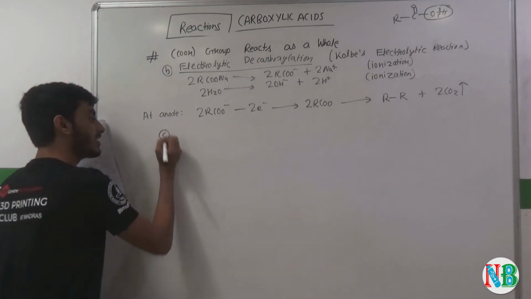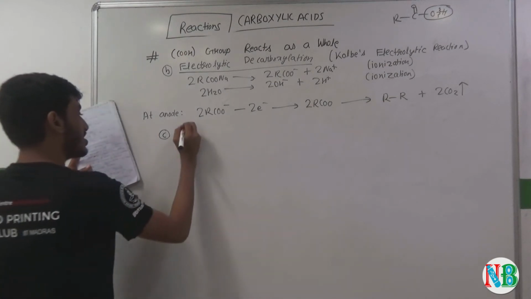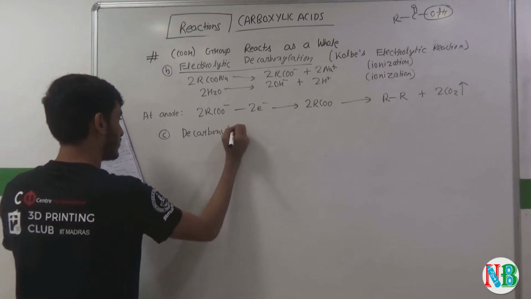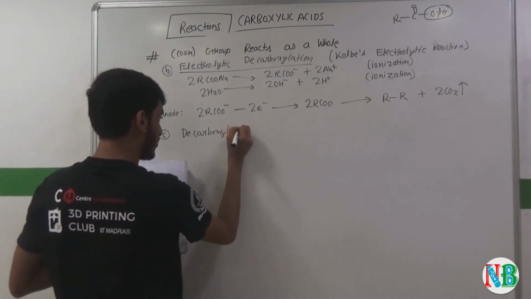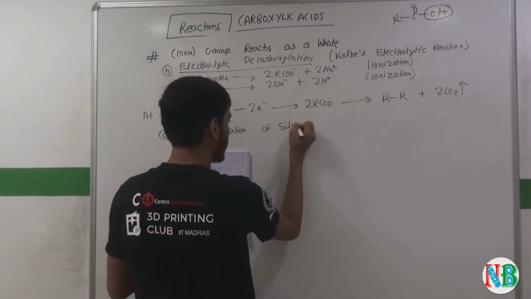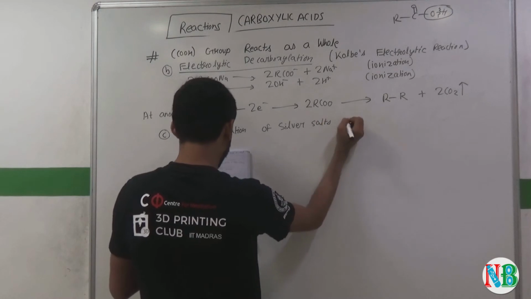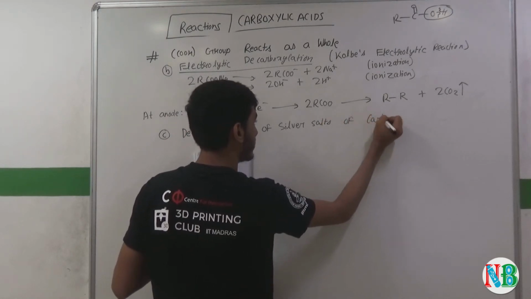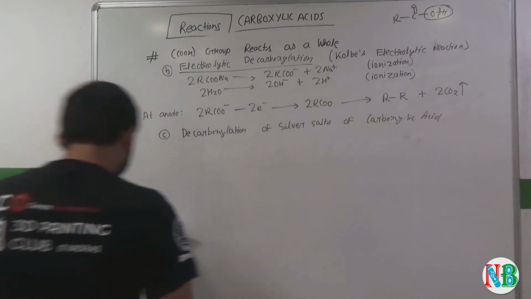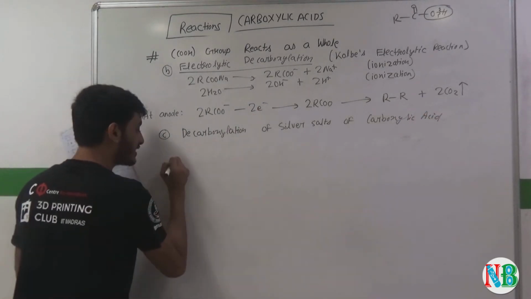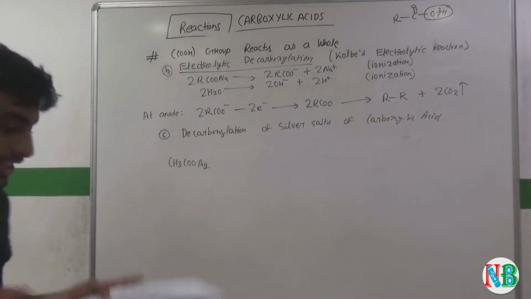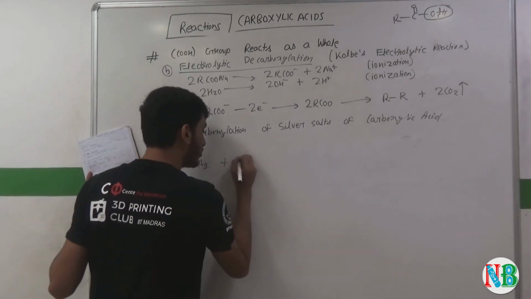The third type under this section is decarboxylation of silver salts of carboxylic acids. Suppose I have a silver salt of carboxylic acid, CH3COOAg. You add some bromine to the reaction.